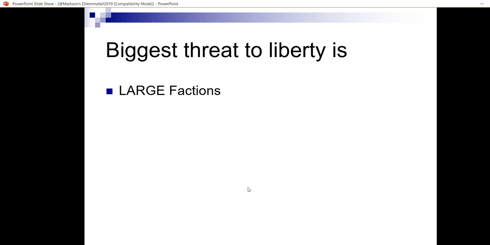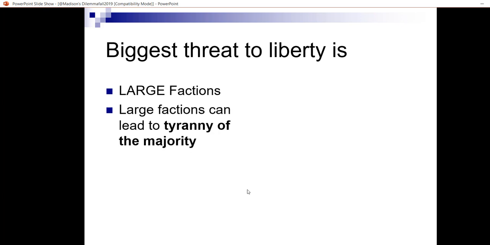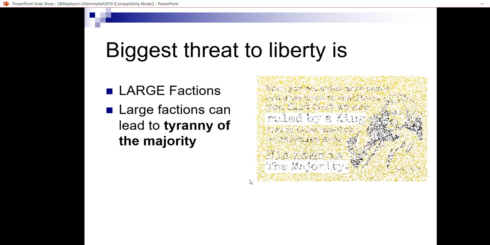Essentially, if what that faction wants to do is against the natural liberties of the minority. Madison calls that mischiefs of faction, and he says that the Constitution is designed to guard against the mischiefs of faction. In today's language, we would probably call that tyranny of the majority.